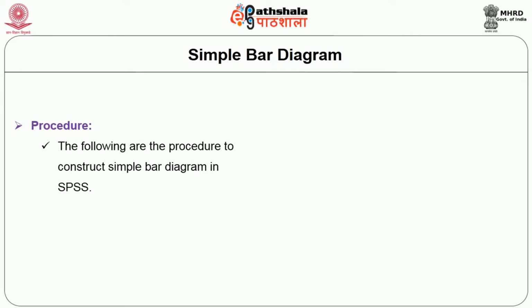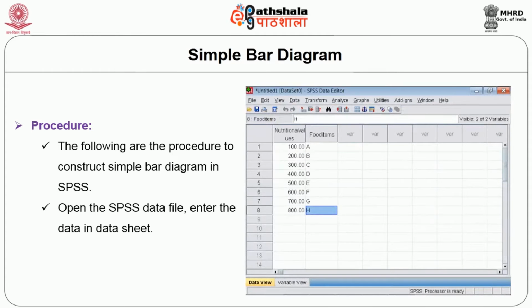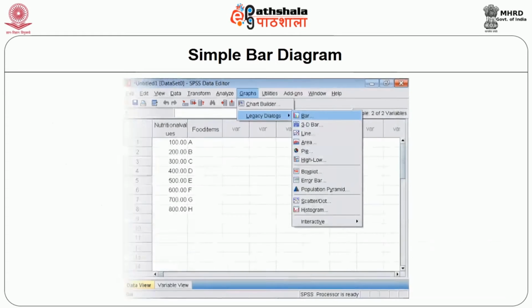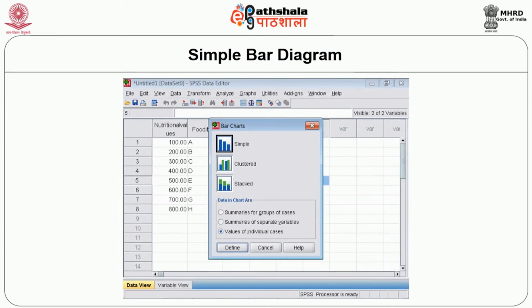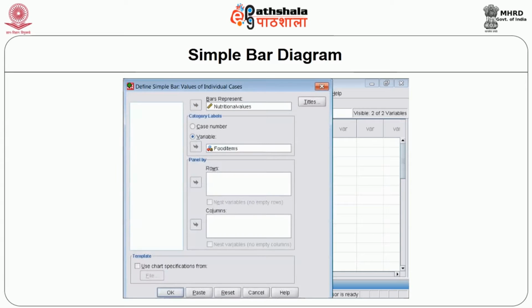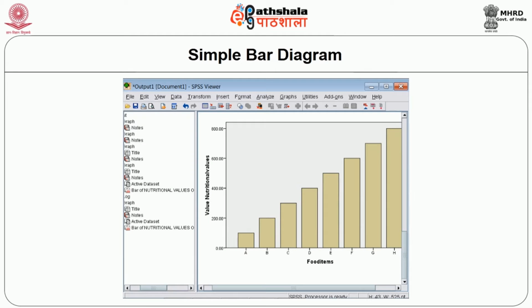First, open the SPSS data file and enter the data in the datasheet. Give the variable names as nutritional values and food item in Variable View. Then go to Graph, then Legacy Dialogs, and then click Bar and select Simple Bar, then select Values of individual cases and click Define. Then enter nutritional values in the Bars Represent cell. Then enter and put items in the variable cell and click OK. The simple bar diagram will appear.